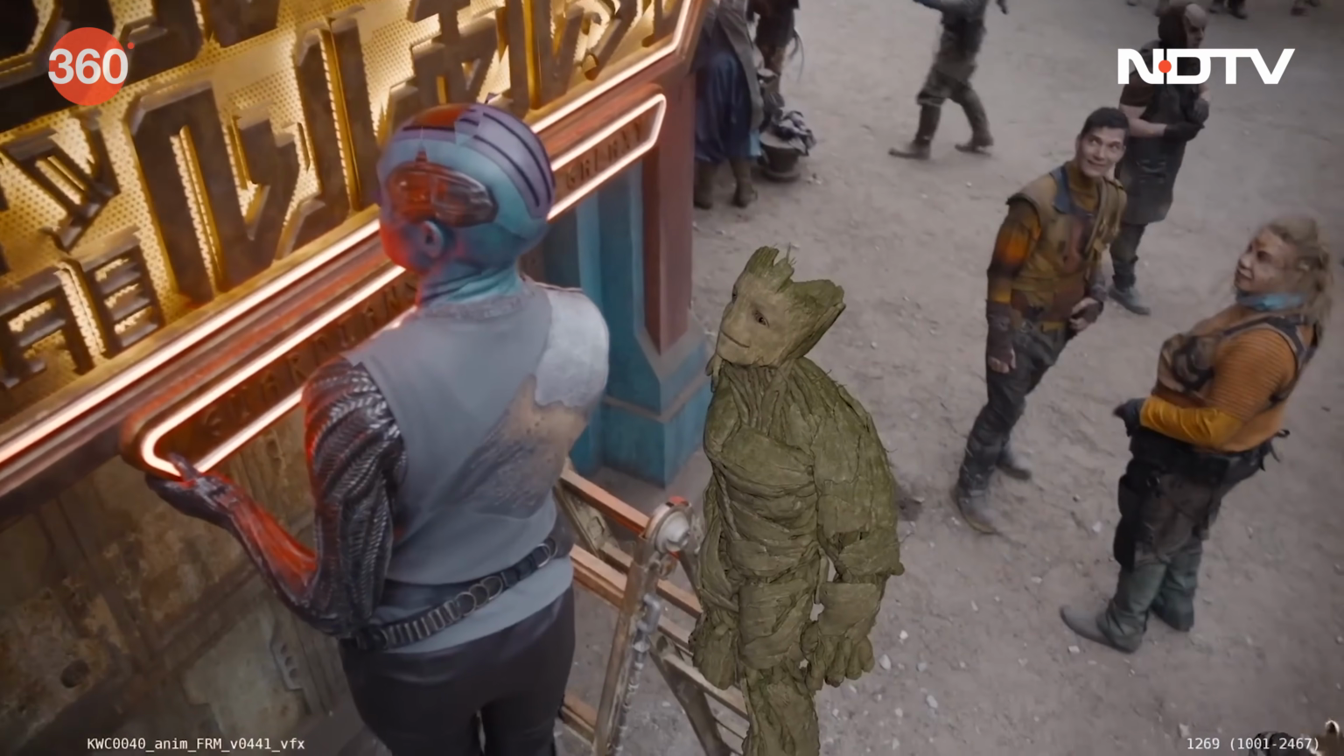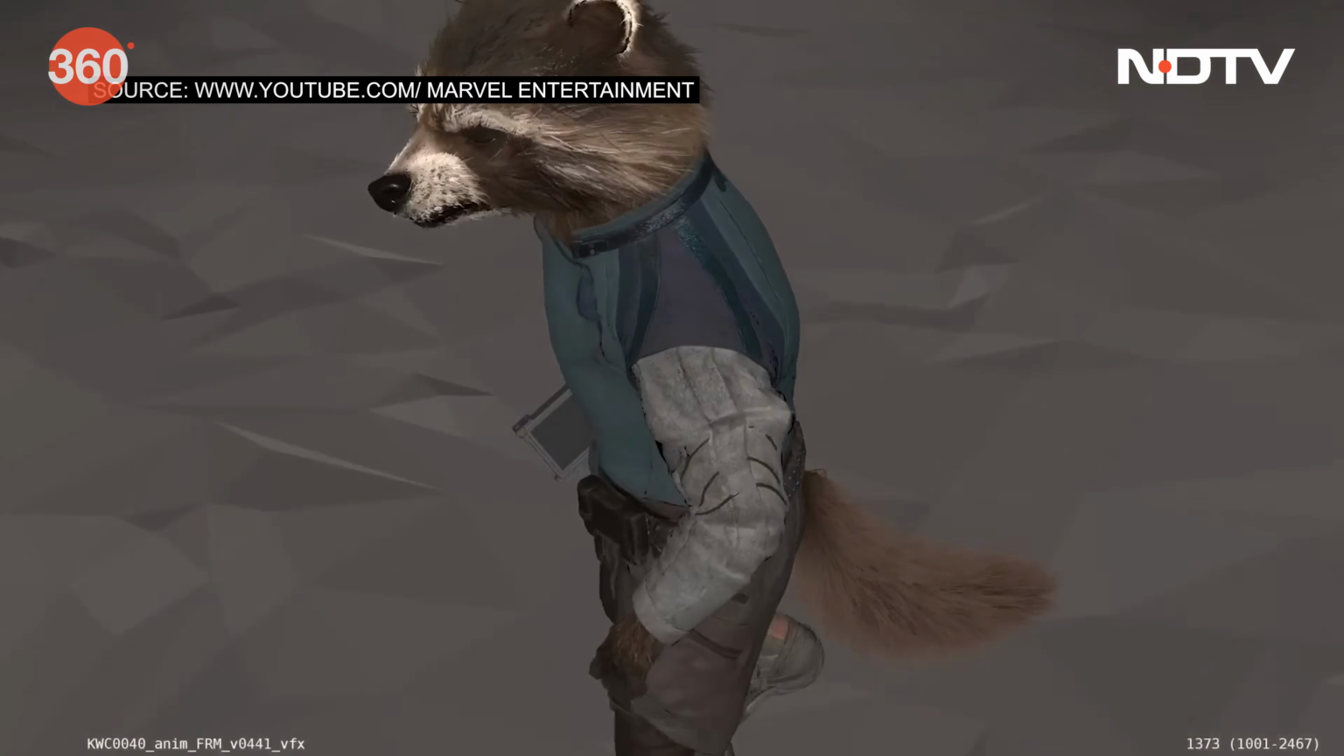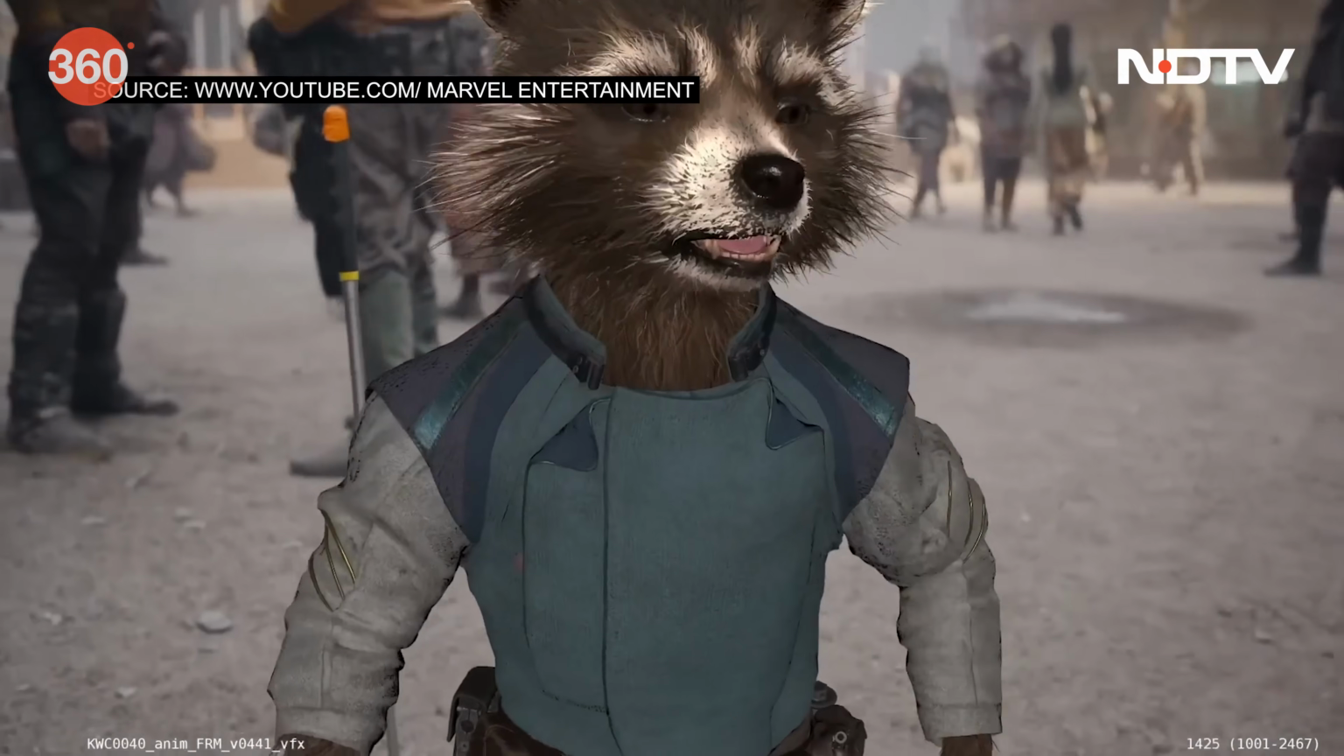A character, the Hulk, for example. That is something which is completely built on a computer. That's called CGI, which is computer generated imagery, built from scratch.